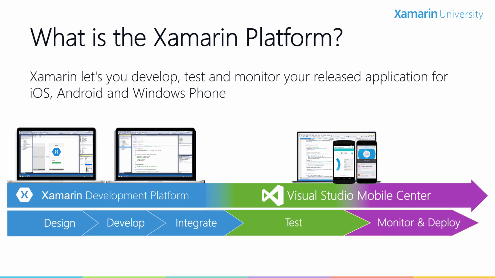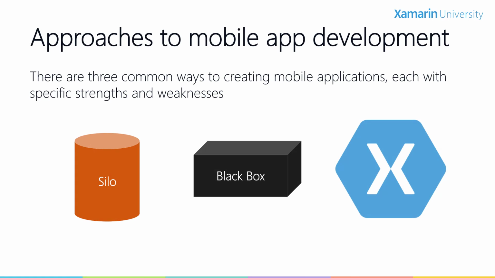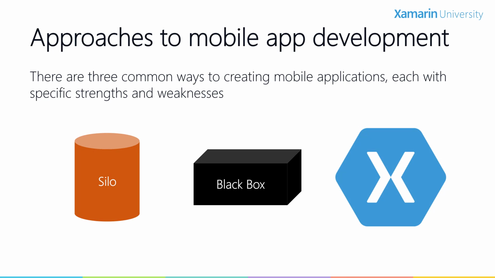Before we get into the details, though, let's talk a bit about the different approaches that companies and people often take when they're creating mobile applications. So we're going to very briefly look at 3 different ways to create a native mobile application today. We have the silo, the black box, and Xamarin.